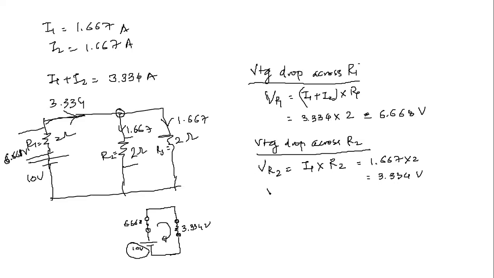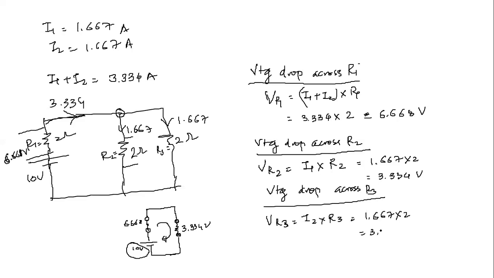Similarly, I can find out the voltage drop across R3. VR3 is equal to I2 into R3, which is 1.667 into 2, and it will be the same volt, right? Because these two are in parallel, so the voltage across both will be the same when they are carrying the same current. So there are so many things to learn from this simple problem. You can apply KVL for this, and you can verify the KVL.